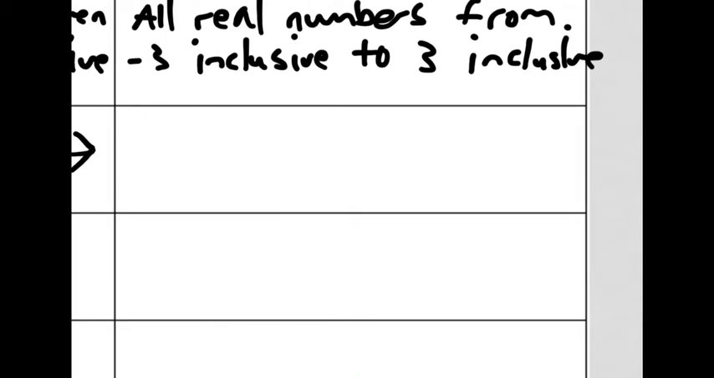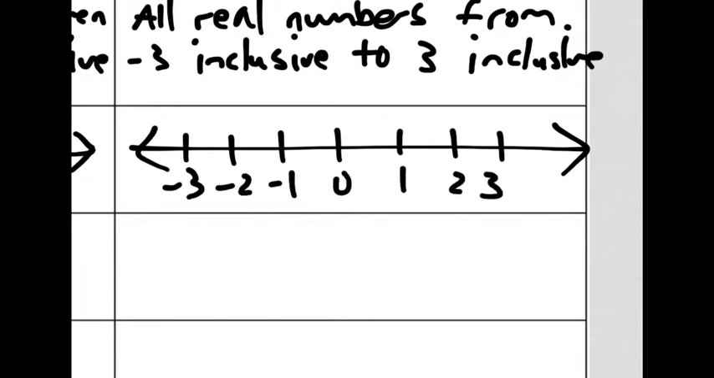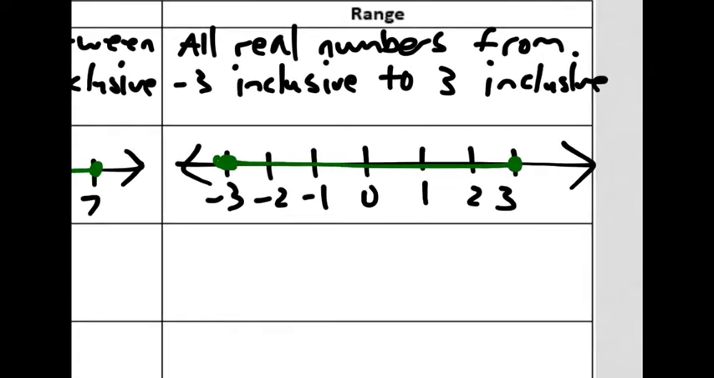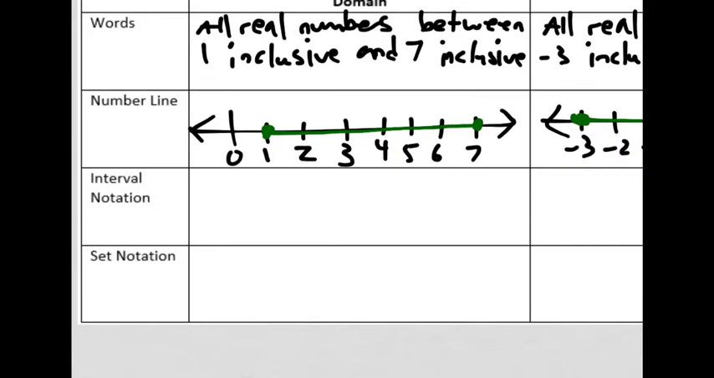And then a number line for the range. Want it to go from -3 to 3. So -3, -2, -1, 0, 1, 2, 3. Okay, include -3, include 3, draw a line between. If you need to pause at any moment during this to catch up, that's fine.